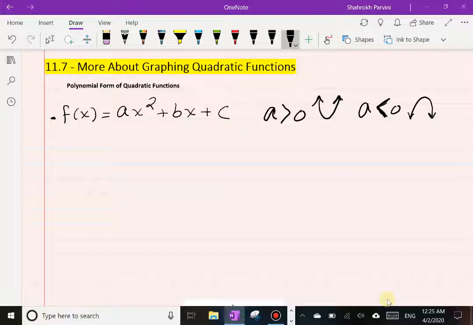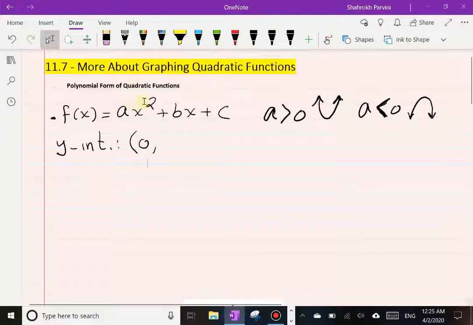Now, in this form, the y-intercept, the point where the graph crosses the y-axis, is found when x is 0. When x is 0, the first term is 0, and x times b makes the second term 0. So if both of these are 0, the constant c is the only thing that remains. Therefore, the y-intercept is always at the point (0, c).